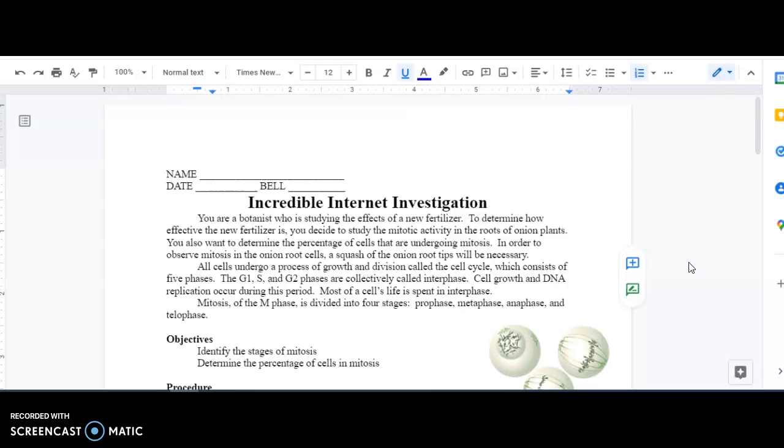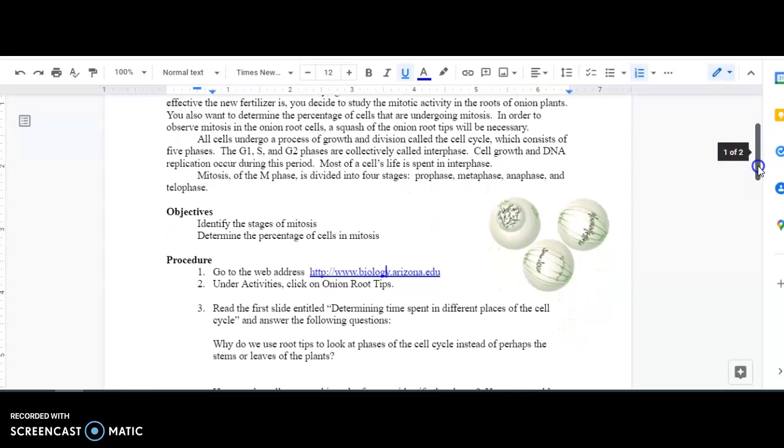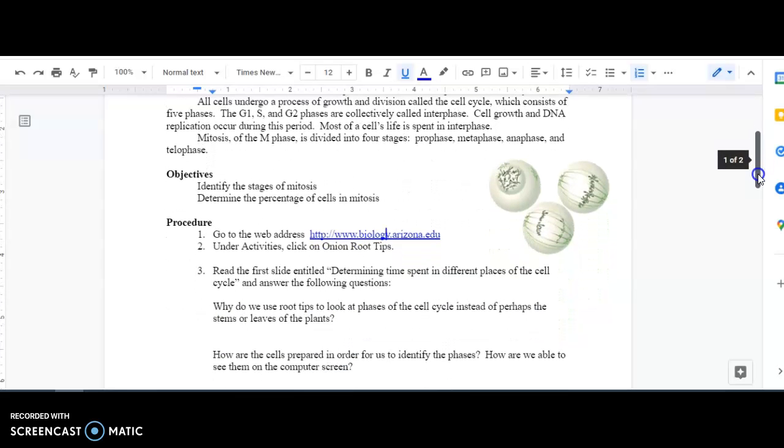All cells undergo the process of growth and division called the cell cycle, which consists of 5 phases. G1, S, and G2 phases are collectively called interphase. Cell growth and DNA replication occur during this period. Most of the cell's life is spent in interphase. Mitosis, or the M phase, is divided into 4 stages: prophase, metaphase, anaphase, and telophase. So your objective is to identify the stages of mitosis and to determine the percentage of cells in mitosis.